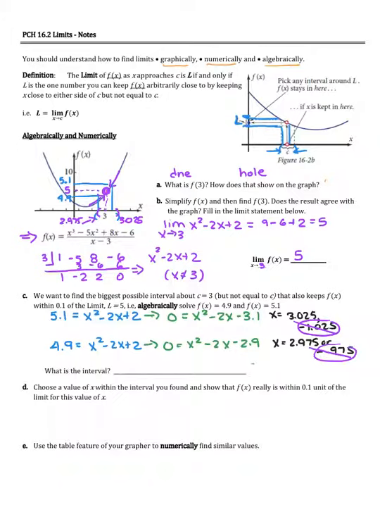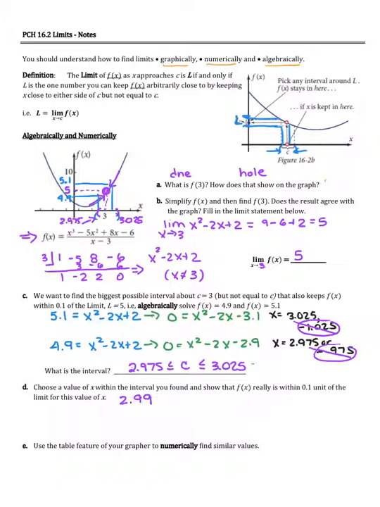So we're going to put down here the interval is going to be between 2.975 less than or equal to my x value and 3.025. Then it says choose a value of x within the interval you found to show that it really is within 0.1. So choosing something obvious within that, I'm going to choose 2.99.